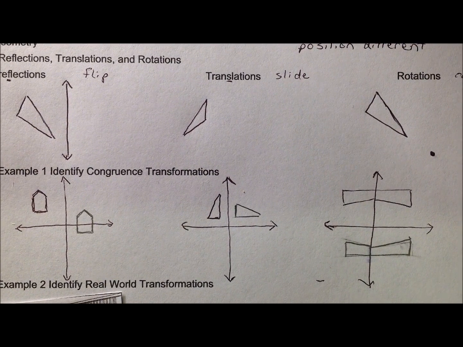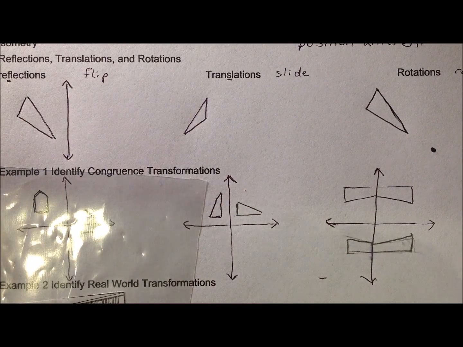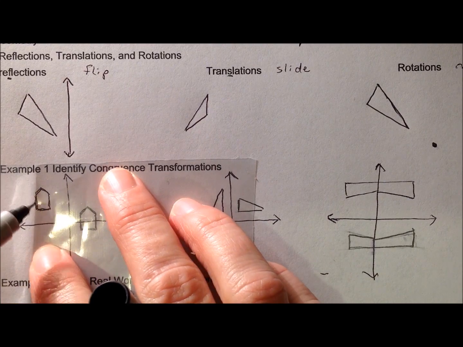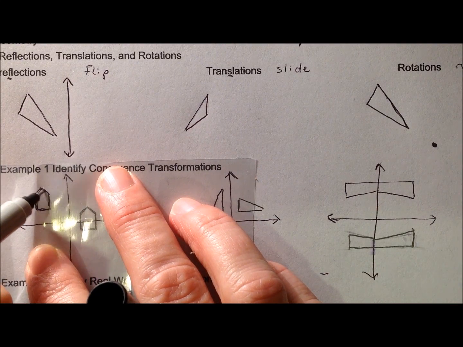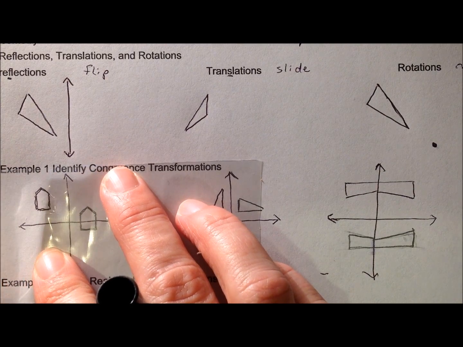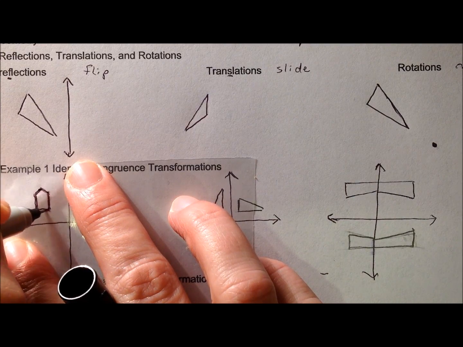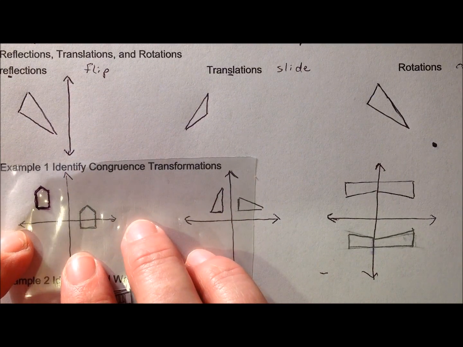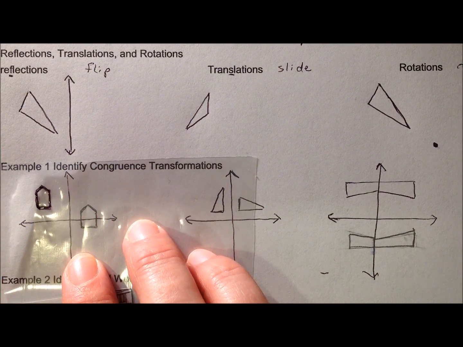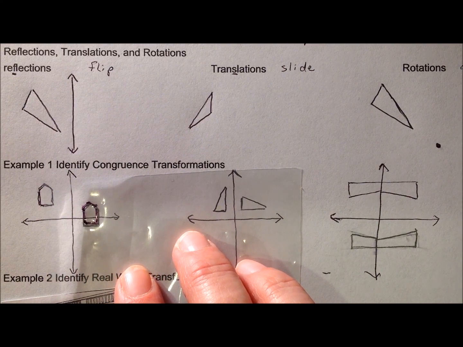Well, one way would be to take a clear plastic sheet of paper and a magic marker, and trace over the pre-image. Nope, now my marker probably won't work. Yeah, it's not going to work now. There it goes. And then see what you would have to do to get it to map onto the image. And in this case, I think you can see that I just had to slide it on.